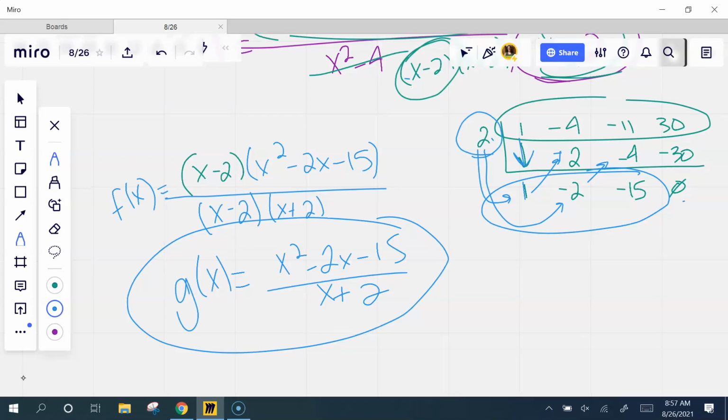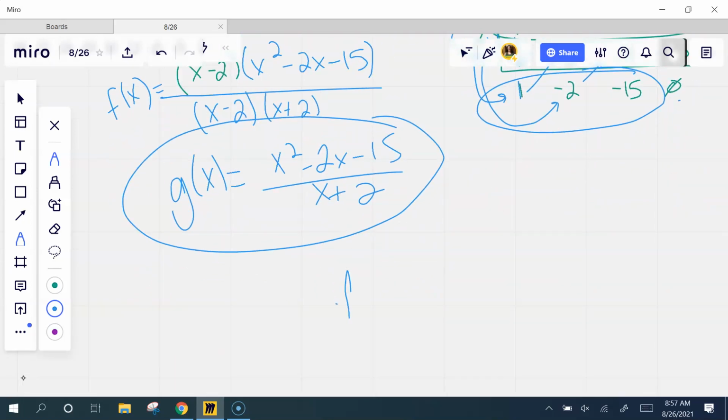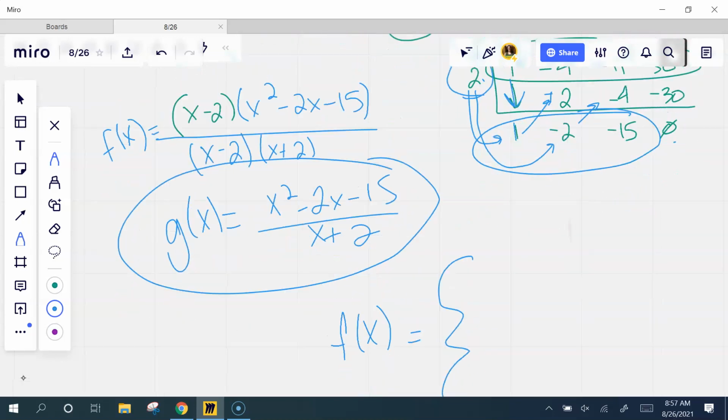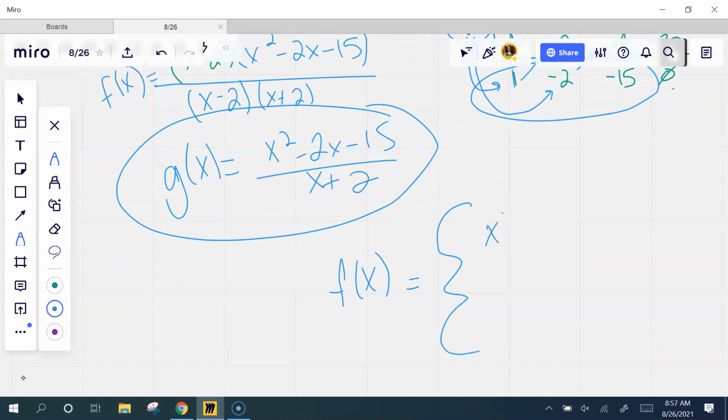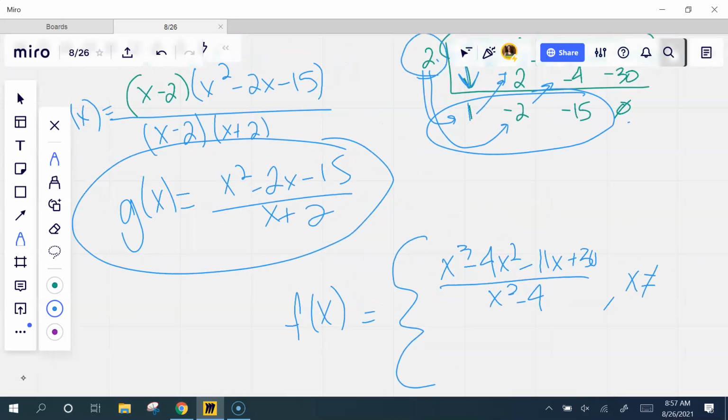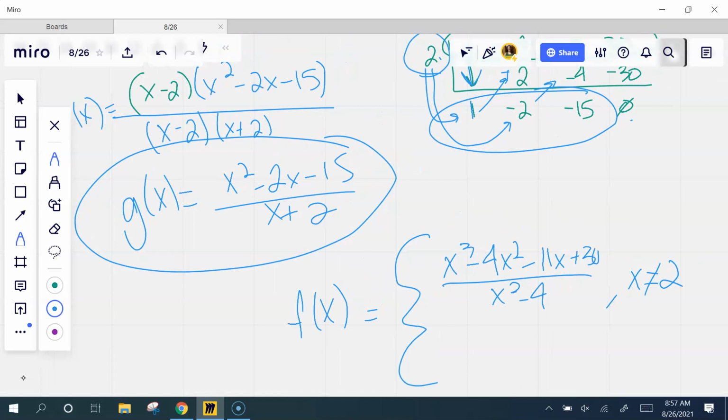And so you'd write the extended function as, what was my initial one, over, when x does not equal 2, and negative 15 over 4 when x equals 2.